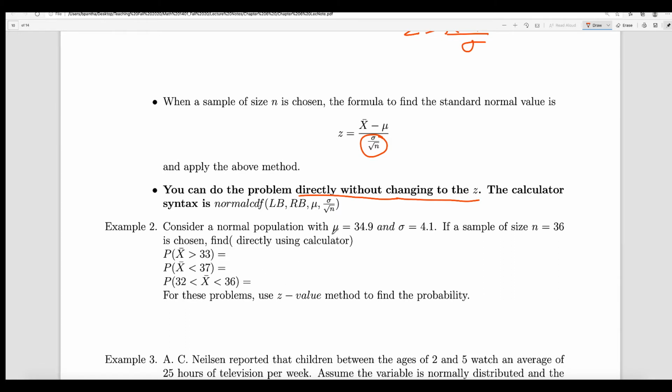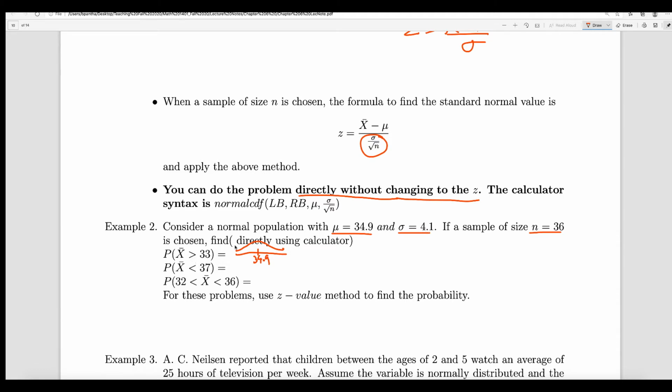Consider a normal population. Mu is 34.9 and sigma is 4.1. Now, if a sample of size n equals 36 is chosen, find directly using the calculator the probability that x bar is greater than 33. Let us do that. Let me draw the graph. This is the normal distribution. What is the mean? It is 34.9. The mean is different from 0, so it is not z. It is a normal distribution, right? Normal because the population is normal. It says sigma is 4.1.